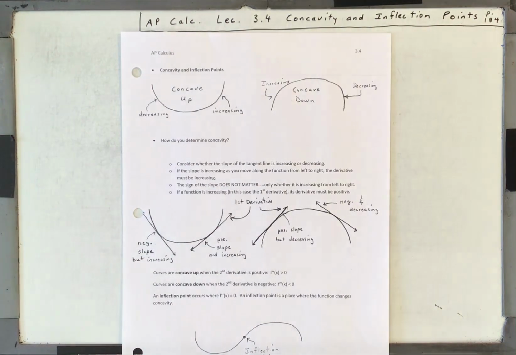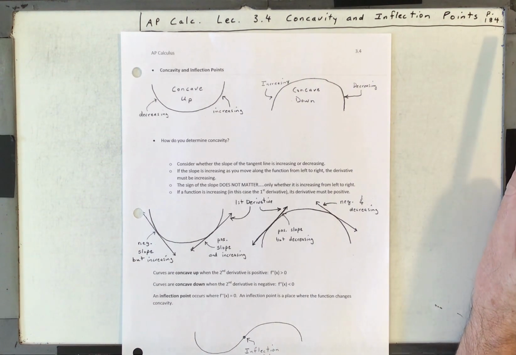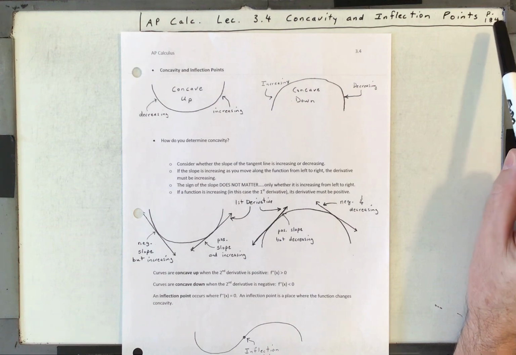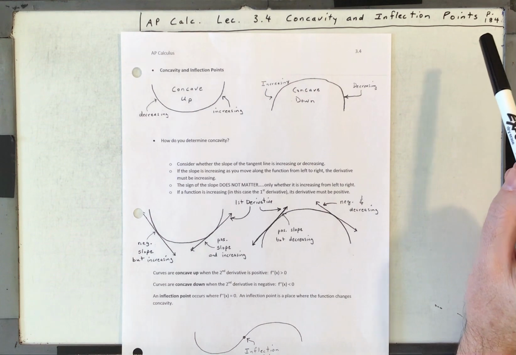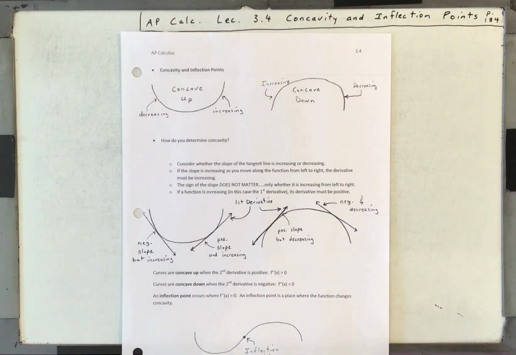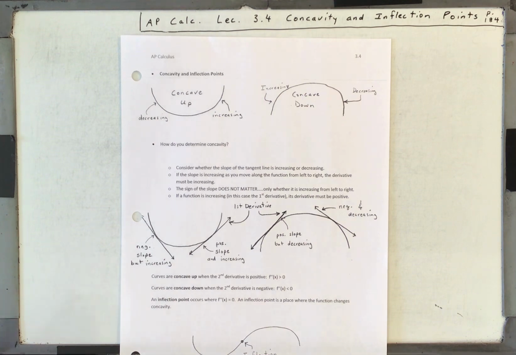Hello, welcome to AP Calculus Lecture 3.4, where we're going to talk about concavity and inflection points. We're going to be looking at some of your homework problems on page 184 in a little while, so you'll want to be open to that page. You'll also want to have this note sheet printed out and have a highlighter available. You're not going to have to draw anything. We're just going to go through the notes and I'll highlight the important parts.